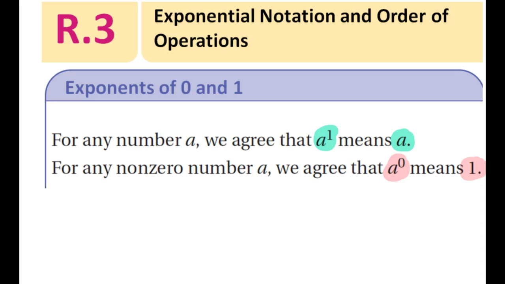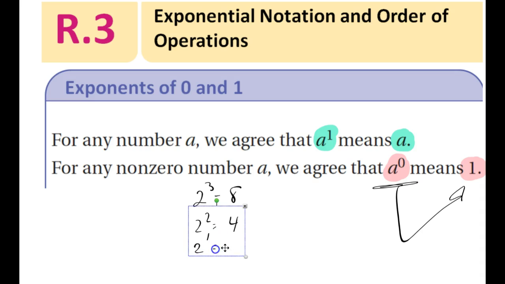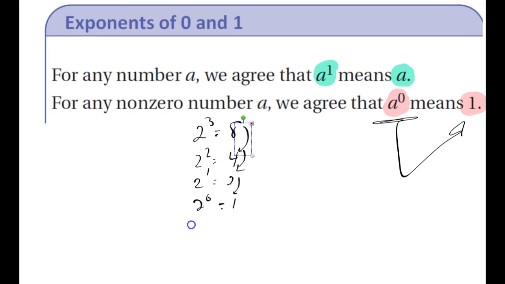A to the first means the same thing as A, and A to the 0 means the same thing as 1. And the reason why is because of patterns. If we have 2 cubed, we get 8. 2 squared is 4. 2 to the first is 2. And 2 to the 0, looking at patterns, half of 8 is 4, half of 4 is 2, half of 2 is 1. If we continue this pattern, 2 to the negative first comes up with a definition of 1/2. So it's not a negative number.